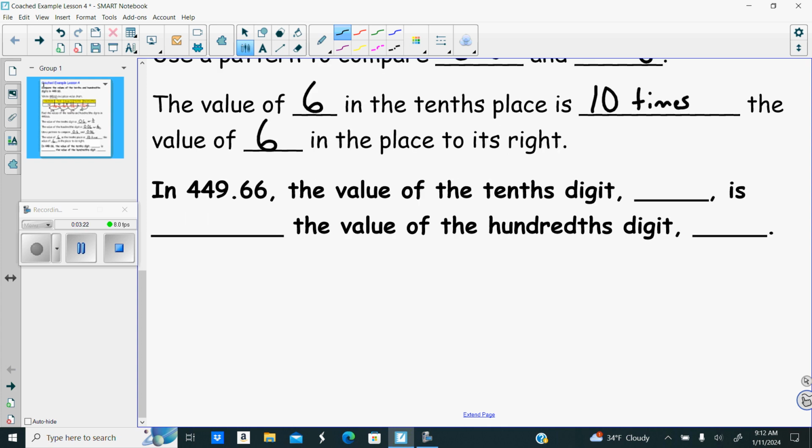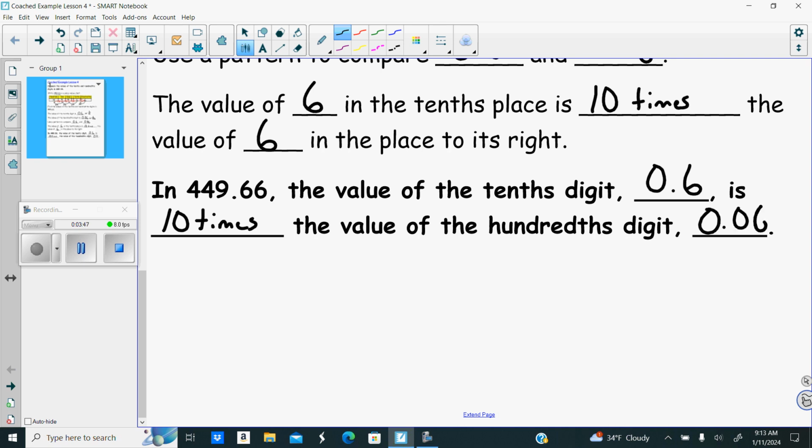Therefore, if we're going to sum it up and compare our values in those places, in 449 and 66 hundredths, the value of the tenths digit, which is 6 tenths, is 10 times the value of the hundredths digit, which is 0.06, or 6 hundredths.